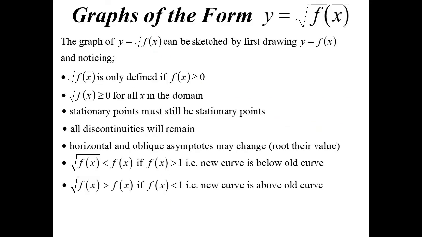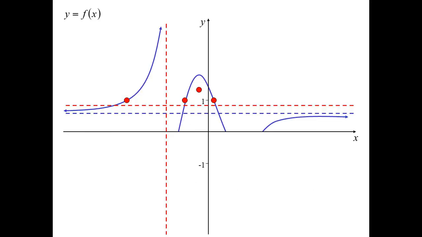You may recall with that square one where we said where the old one was below, the new one's above, and vice versa. Same sort of thing happens with square roots, but it's the other way around. So this time, if the function's bigger than 1, then the new curve will be below the old curve. But if the function's less than 1, then the new curve will go above. So 1 becomes an important point because the square root of 1 is 1.